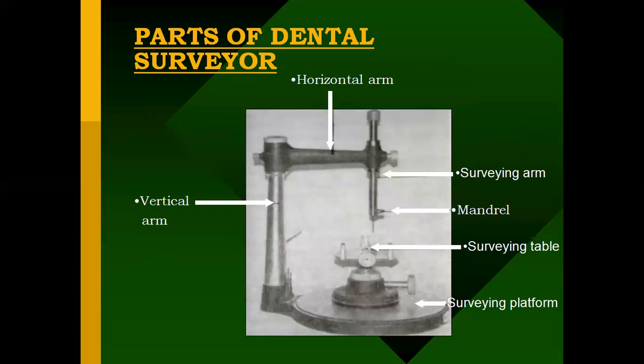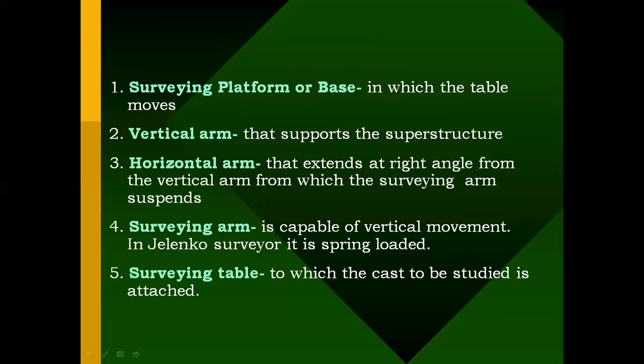Parts of dental surveyor: vertical arm, horizontal arm, surveying arm, mandrel, surveying table, and surveying platform. Surveying platform or a base, it is in which the table moves. Vertical arm supports the superstructure. Horizontal arm extends at right angle from the vertical arm from which the surveying arm suspends. Surveying arm is capable of vertical movement. In Jelenko surveyor, it is spring-loaded. Surveying table to which the cast to be studied is attached.